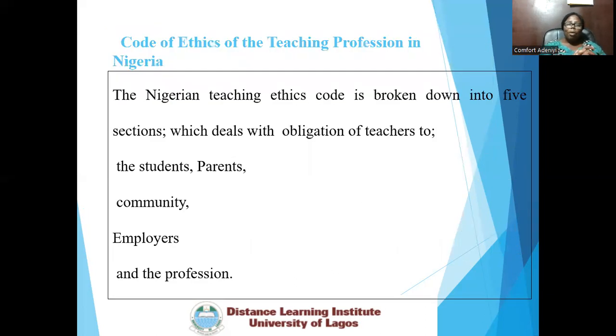Now, let's look at the code of ethics of the teaching profession in Nigeria. The code of ethics is broken down in a way that it spells out the responsibilities of teachers to the students, the parents, the community, the employers, and the profession. The teaching ethics state the teachers' obligations to the parents, the students, the teacher, the community, and the profession. We shall be taking these obligations or commitments one by one.